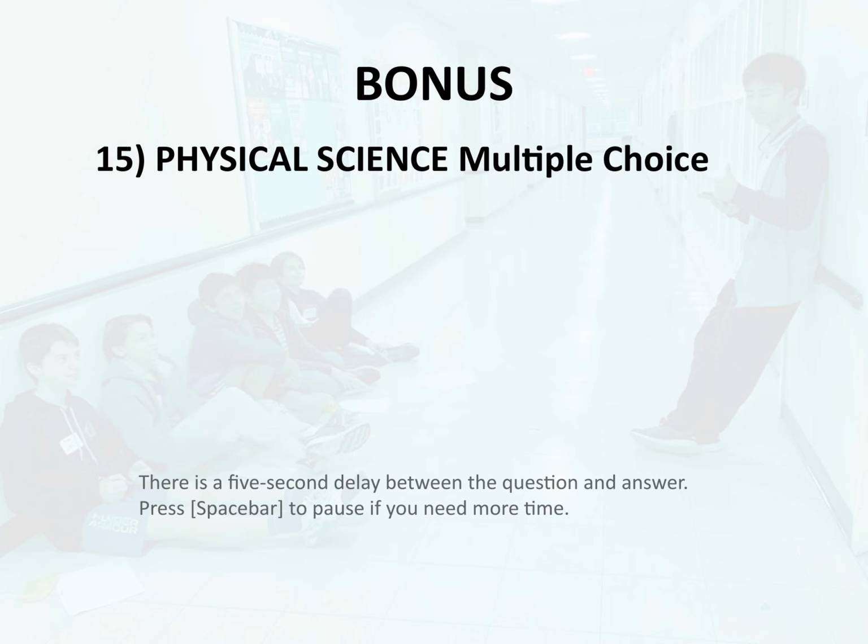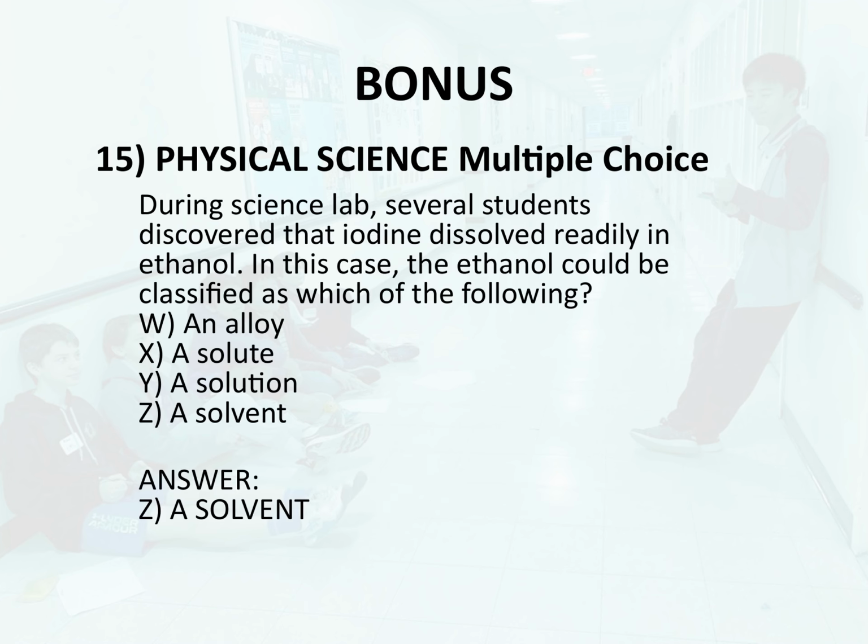Bonus, 15. Physical science. Multiple choice. During science lab, several students discovered that iodine dissolved readily in ethanol. In this case, the ethanol could be classified as which of the following? W. An alloy. X. A solute. Y. A solution. Z. A solvent. Answer. Z. A solvent.